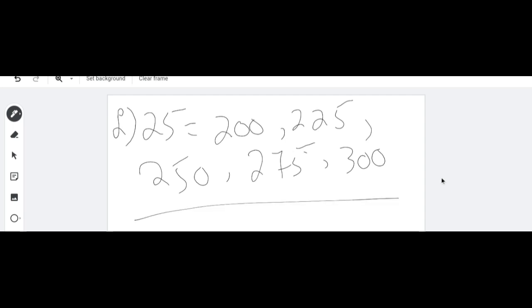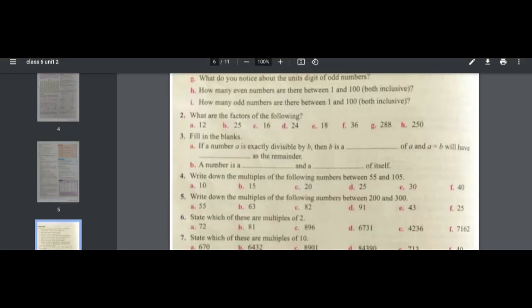Any question? I have to start question number 6. State which of these are multiples of 2. By looking at the even numbers present at the end of each number, you can find which is a perfect multiple of 2. 72 is a multiple of 2. Is it? Yes, 72.